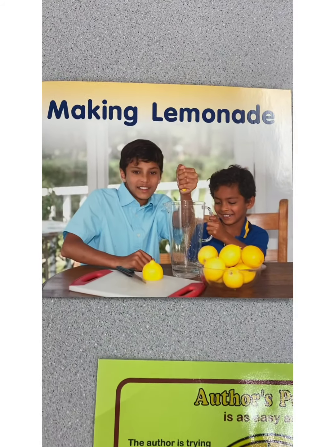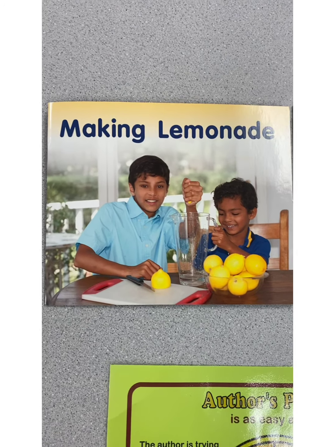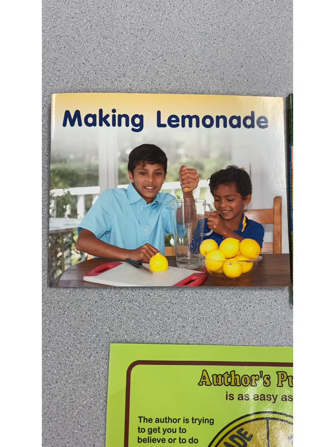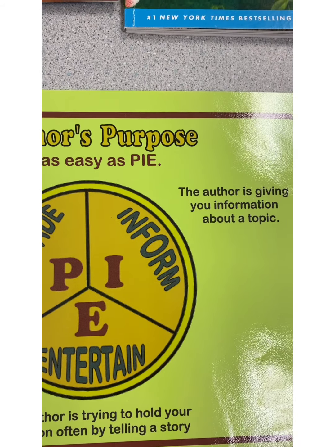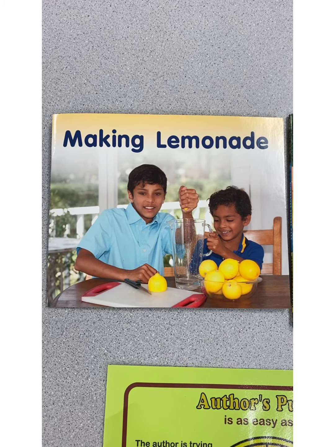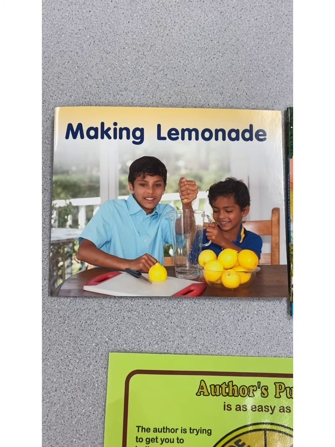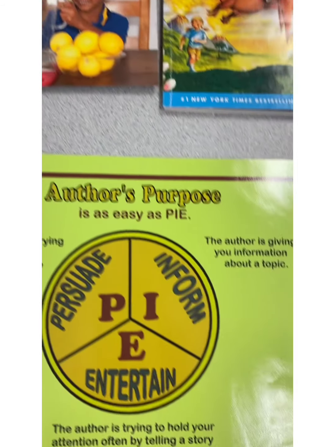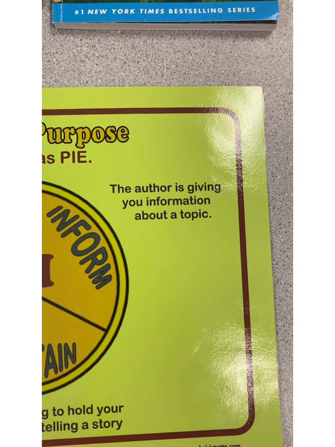So with Making Lemonade, we see that the picture here is a real picture. It's a photograph of two real children. This is not a drawn picture. So real pictures are usually informative. Okay, so the author's trying to inform you on how to make lemonade. So this book is going to be teaching you about making lemonade. It's teaching you something. It's giving you information. So when the book is giving you information or teaching you, it's inform. I for inform. The author is giving you information about a topic.